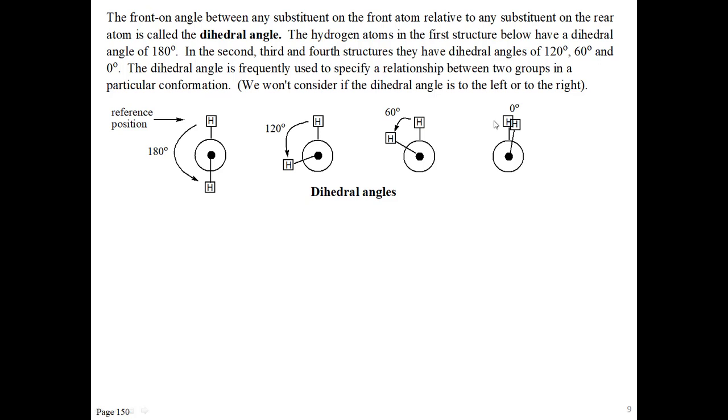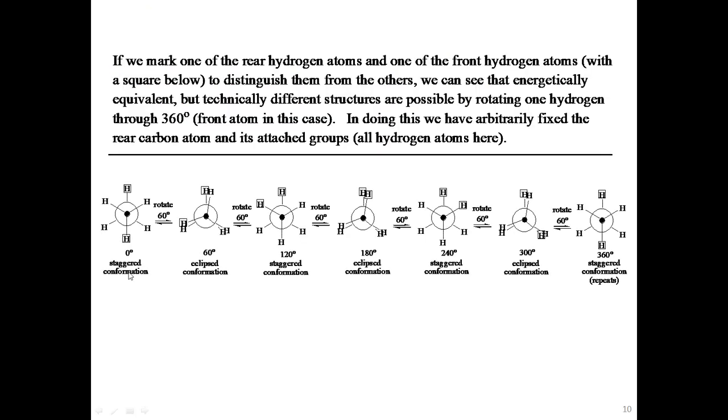And if I rotated another 60 degrees, it would be a 0 degree dihedral angle. These would be eclipsed. Okay? So that's a common term that's used, just to give you a reference point there. Now, if I took ethane and I rotated, I'm going to make a little reference point here with the squares.